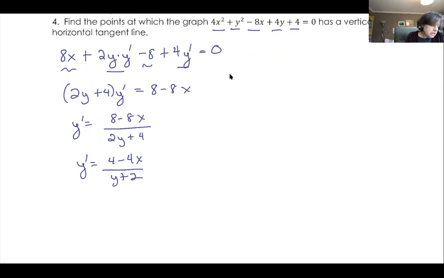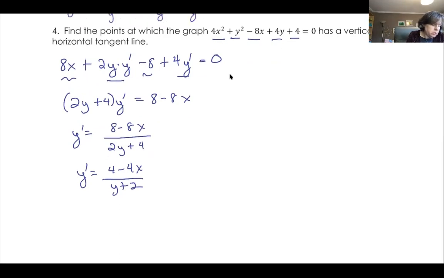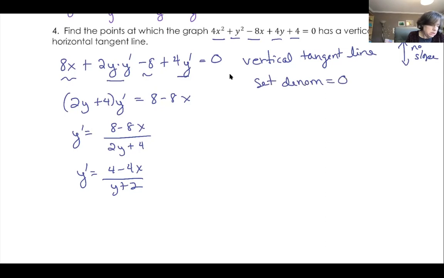Okay. So how do I find a vertical tangent line? Well, vertical lines have no slope. So the only way I'm going to get no slope is if my denominator is 0. So we set the denominator equal to 0. The denominator is y plus 2. So obviously y equals -2. But I want the x coordinate that goes with that.